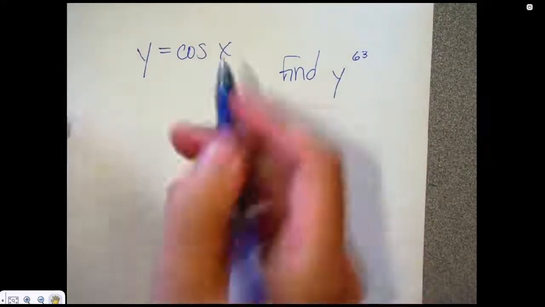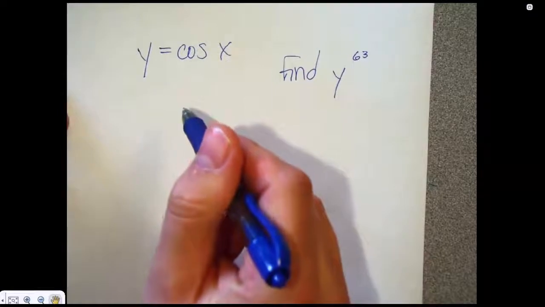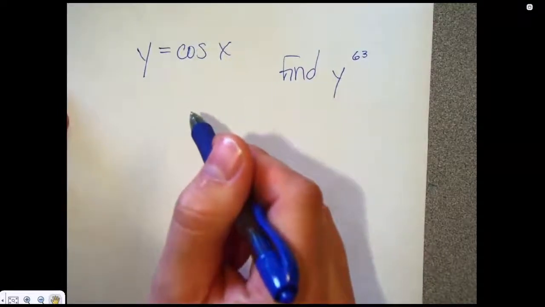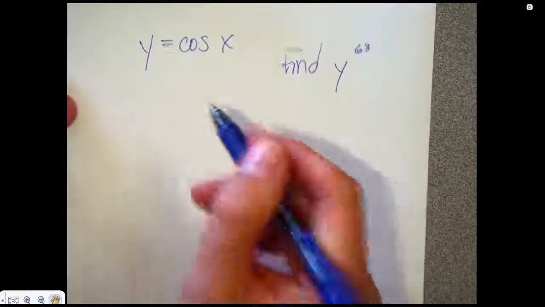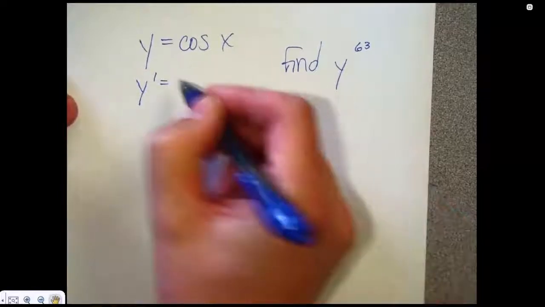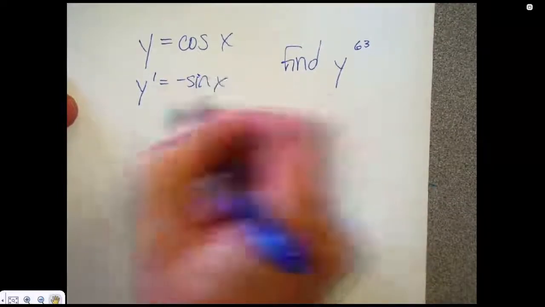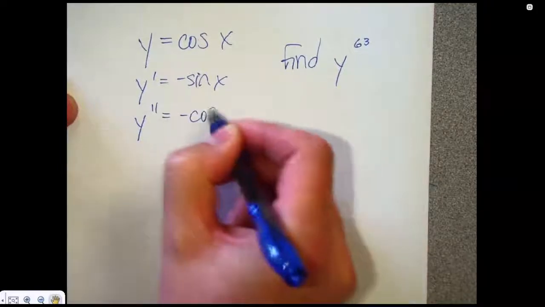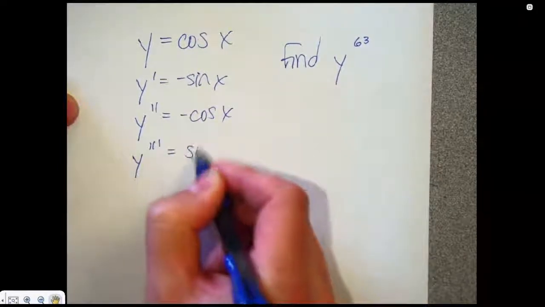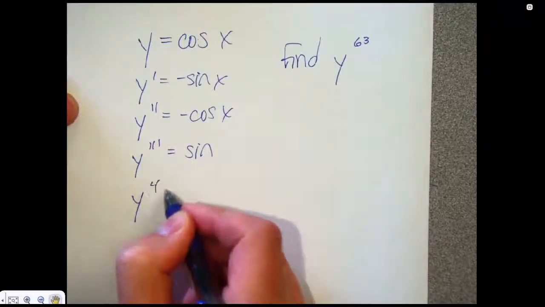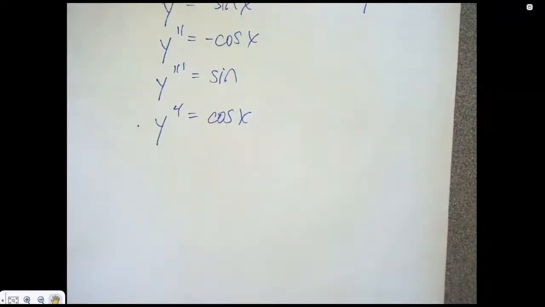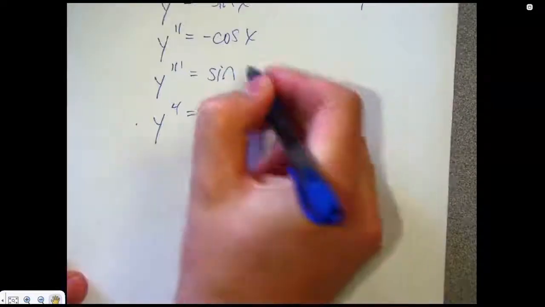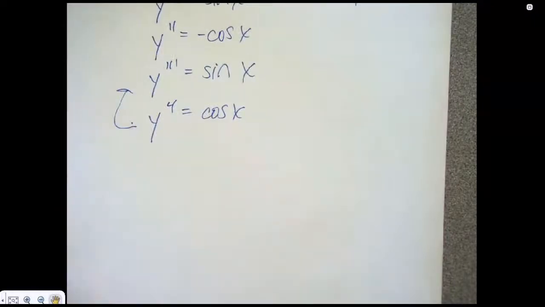Alright, so, how many think they got this one? You figured out how to do it, but you're too lazy to actually do it? So what's the first derivative? Negative sine. What would the second be? Negative cosine. What would the third be? And then the fourth is cos. So the fourth is cos, so wouldn't the 8th be cos, and the 12th, and the 16th, and the 64th? So what's the 63rd? Sine.